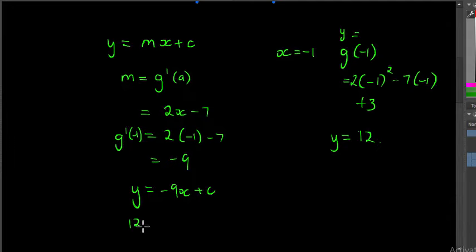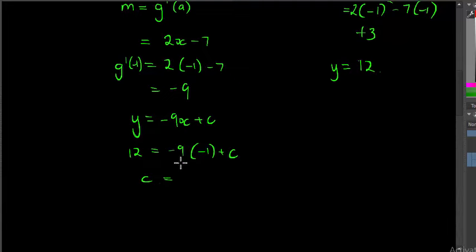Okay, so I get 12 is equal to -9(-1) plus c. So c is equal to 9 becomes positive 9, and so 9 plus 3 is equal to 12. And so here's my final answer, negative 9x plus 3.